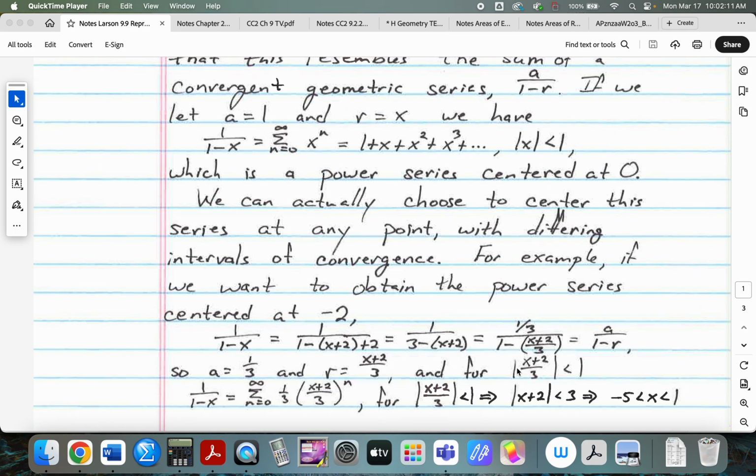So provided that the absolute value of x plus 2 over 3 is less than 1, this is going to converge. And solving that, we get that the absolute value of x plus 2 has got to be less than 3. So again, this is centered at -2. Going 3 to either side gets us to -5 and to 1. And since it's geometric, remember geometrics, we never have to check the endpoints because geometrics always diverge at those endpoints.